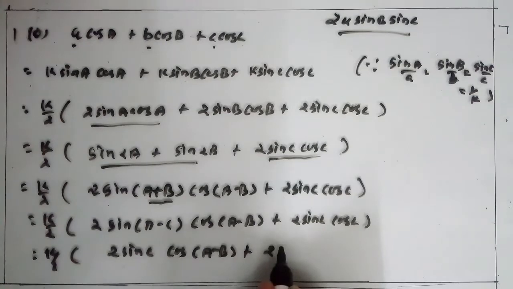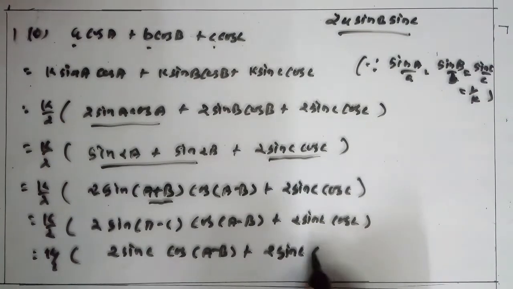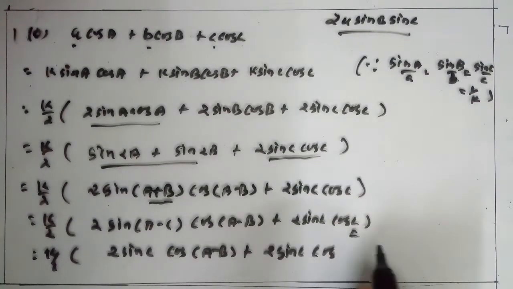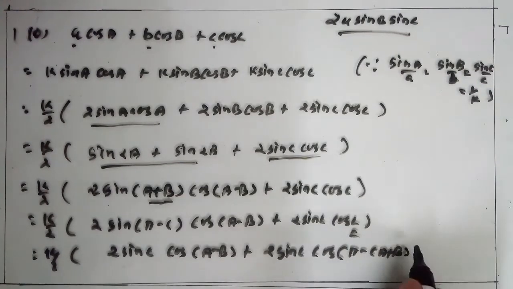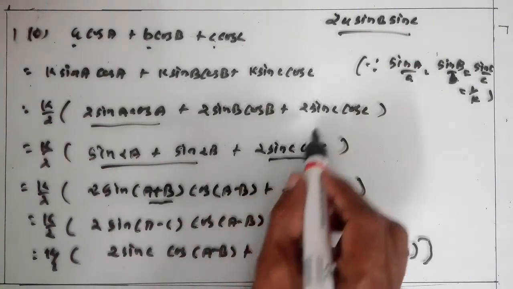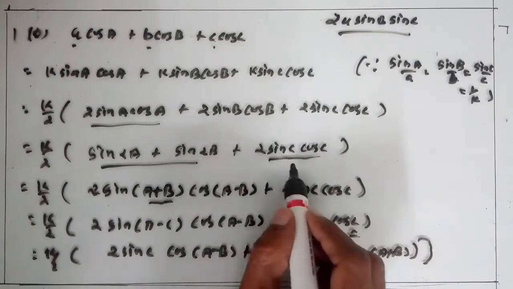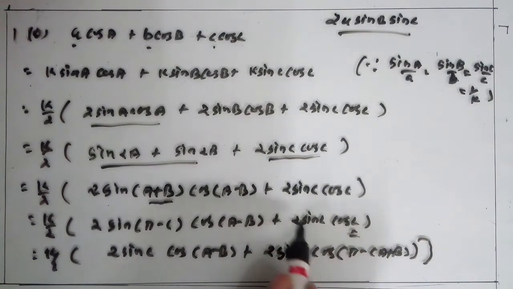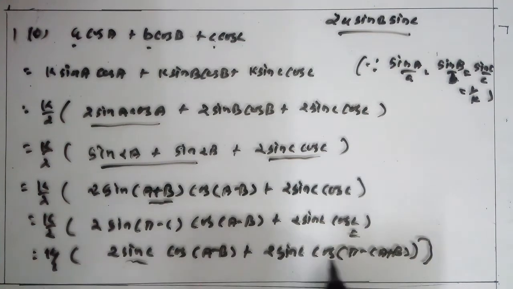Parallel to this, here change this C into A plus B form, pi minus (A plus B). Why we change this? Here also we can't write it in the form of 2 sin C. After some terms we take common sin C. Here sin C becomes a common term, 2 sin C. Here cos C, change C into A plus B form, and then we apply the cos C minus cos D formula.